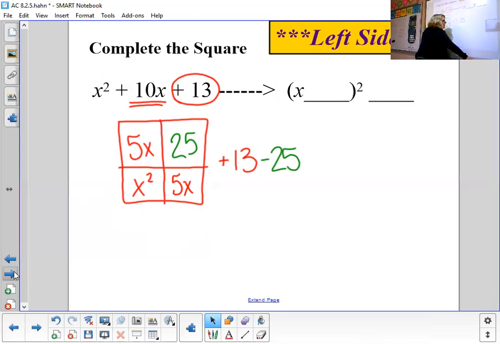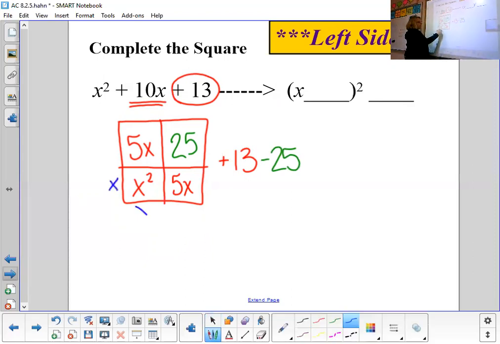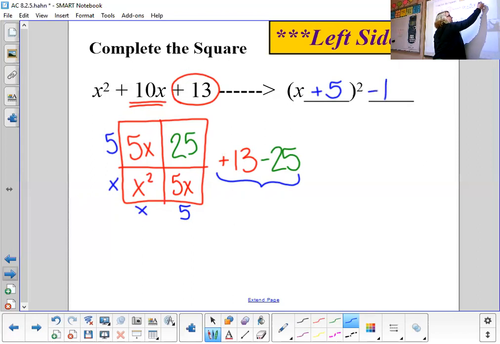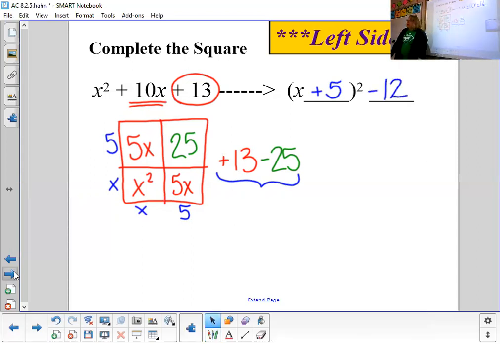Okay, now let's fill out the outside. This is x and 5. So this is x plus 5 times x plus 5, which is going to be x plus 5 squared. And then what is 13 minus 25? Negative 12. So the outside of my vertex form would be minus 12. And that's how you go from standard form to vertex form. This is called completing the square. It is pretty easy, isn't it?